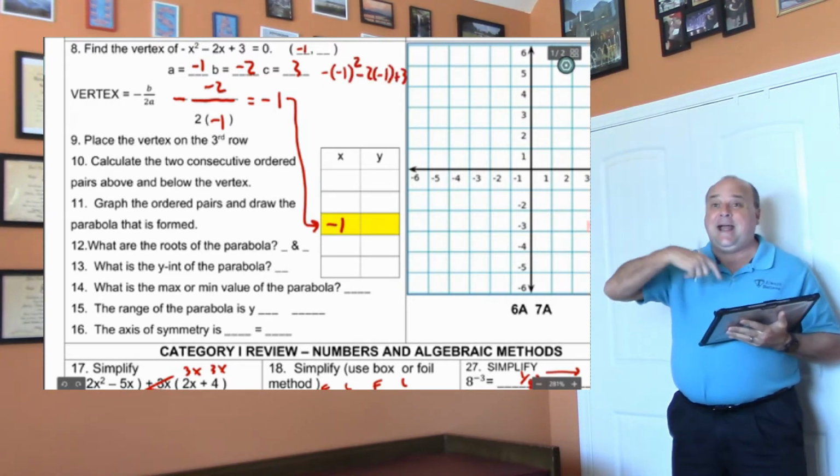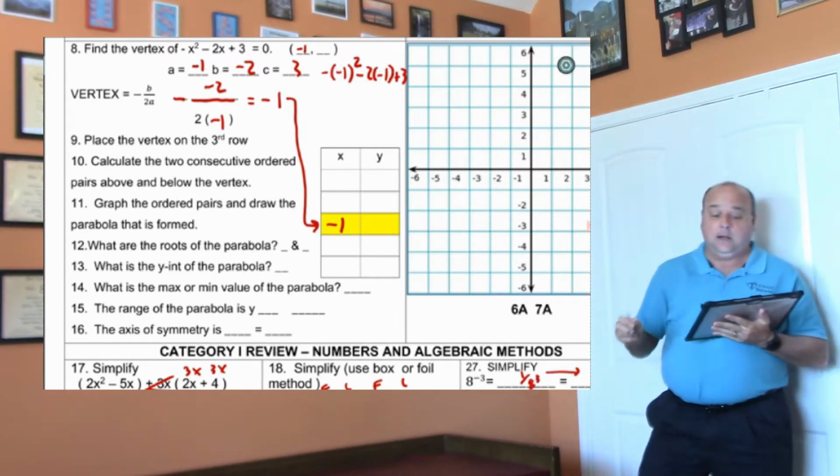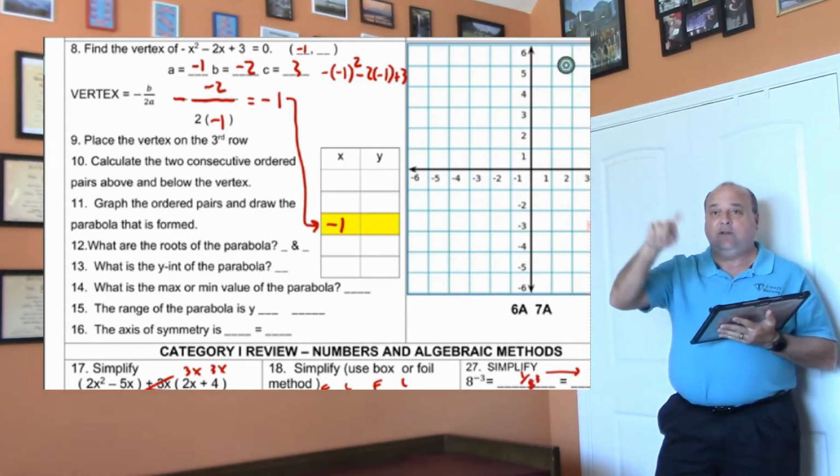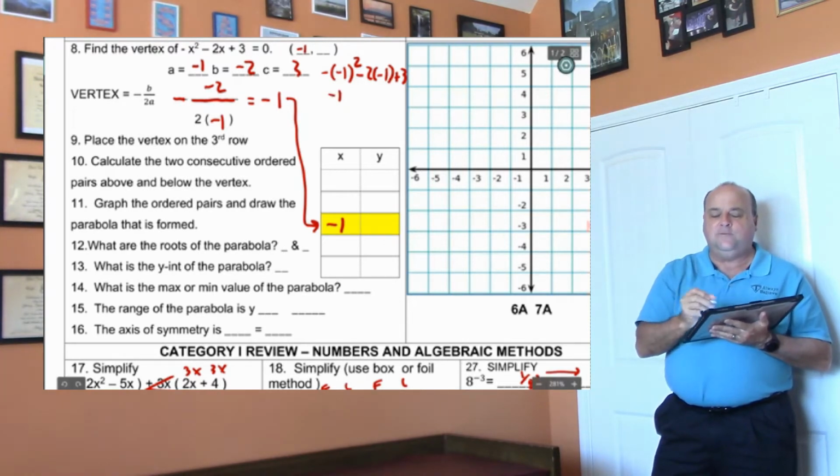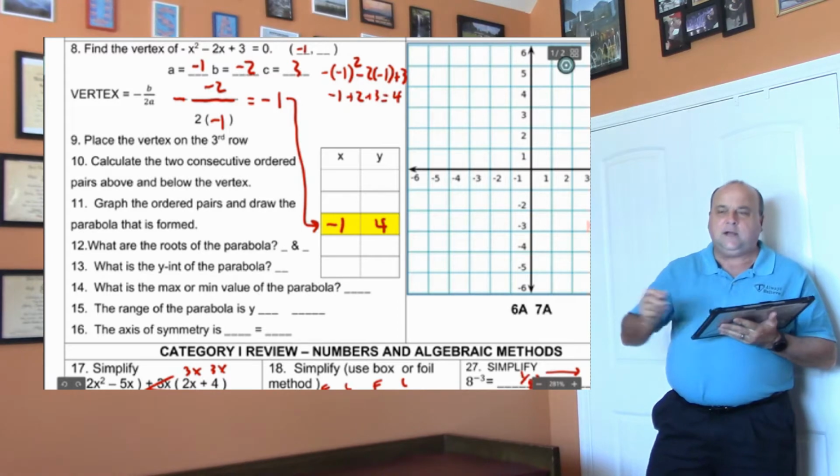This is how I had to do it. I didn't have a calculator, so we had to put our x into the equation and do the math. Negative 1 times negative 1 is positive 1 times a negative. This will be a negative 1. This will be a plus 2. This will be a plus 3. That's going to equal 4. So this point right here is 4.